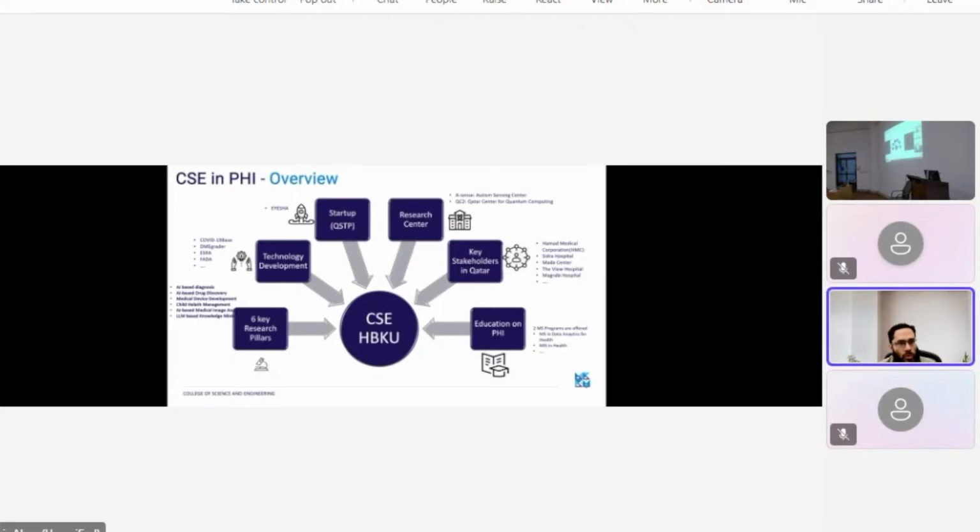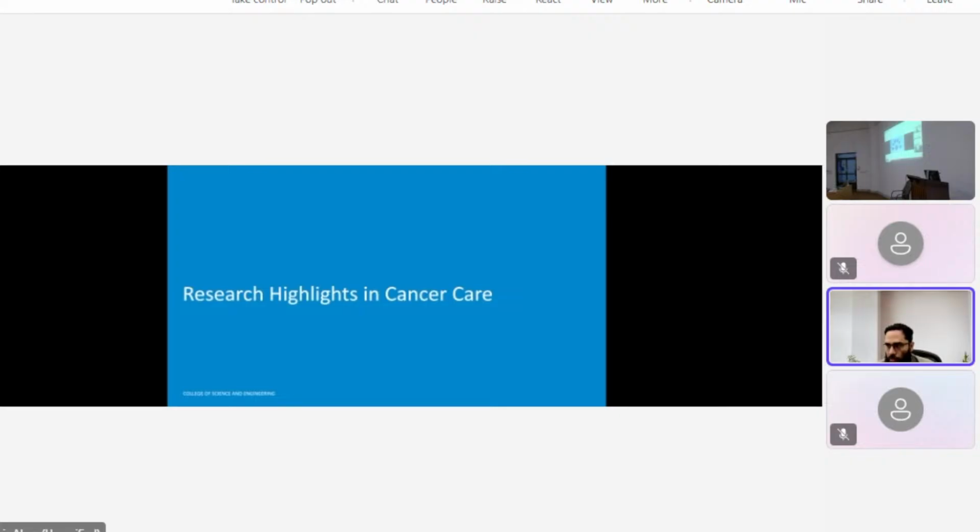We also developed the technology, and we have multiple research pillars in it. So today I'll talk very briefly. I will talk about some work on cancer as well as some non-communicable diseases. Then finally, we'll talk about the challenges we are facing in implementing healthcare-related projects at the industrial level.